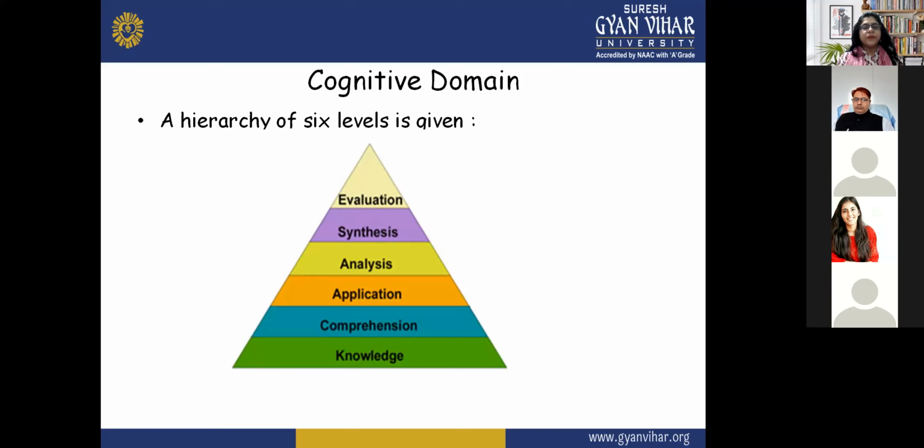Okay, so this is the hierarchy of six levels given to students. Just see from the lower to the upper part. First of all, knowledge is given, and cognitive means head, means intelligence, something which is working on their head. So knowledge, then comprehension, then application, then analysis, then synthesis, and evaluation. These six parts are learned in a hierarchy.